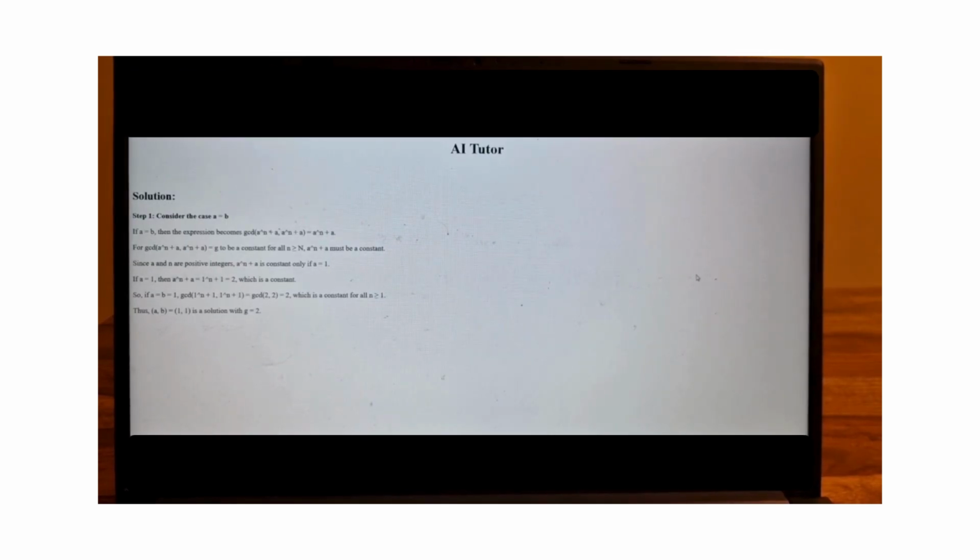If a equals 1, then a^n + a equals 1^n + 1 equals 2, which is a constant. So, if a equals b equals 1, the greatest common divisor of 1^n + 1 and 1^n + 1 equals the greatest common divisor of 2 and 2 equals 2, which is a constant for all n greater than or equal to 1. Thus, (a, b) equals (1, 1) is a solution with g equals 2.